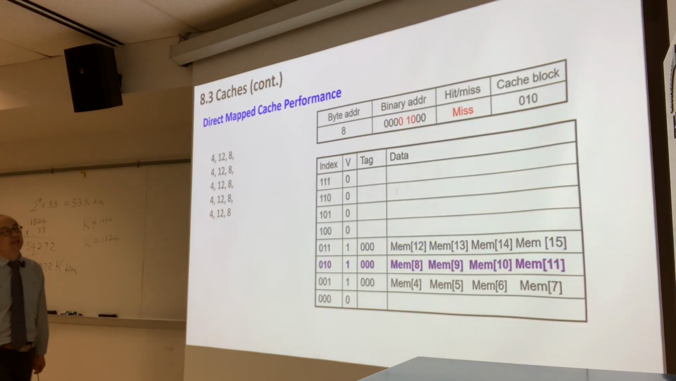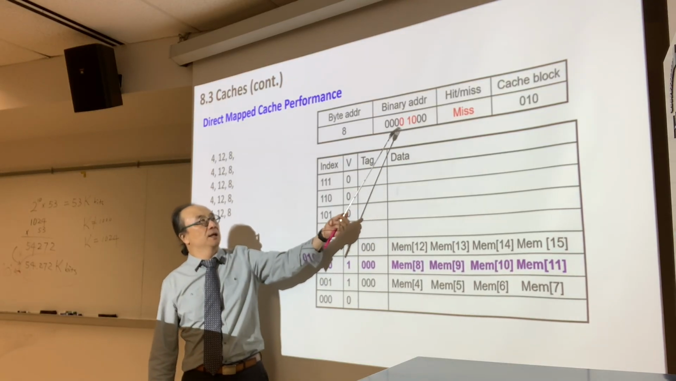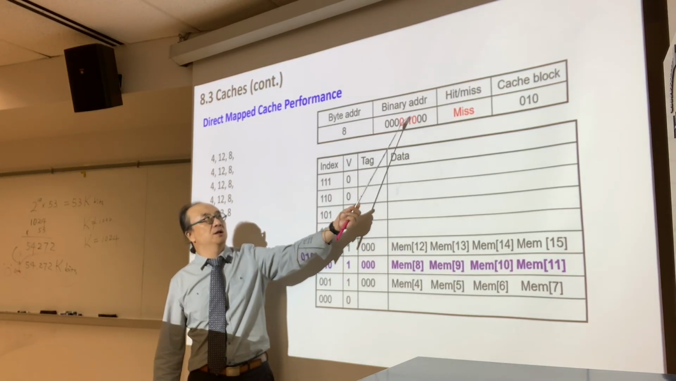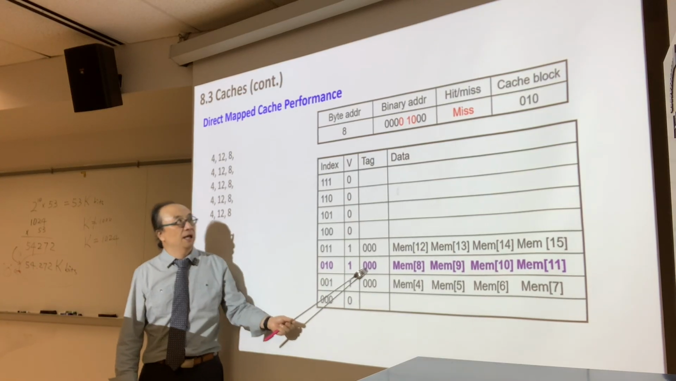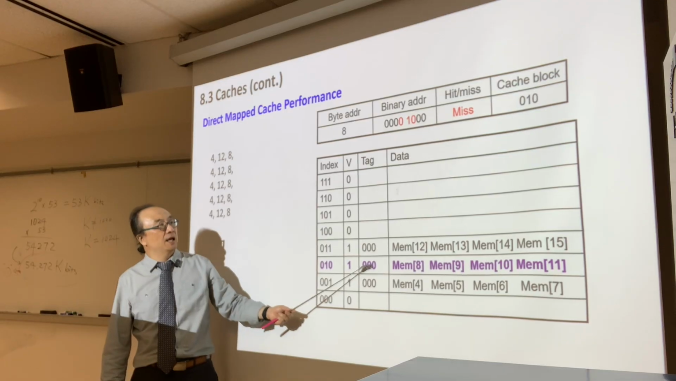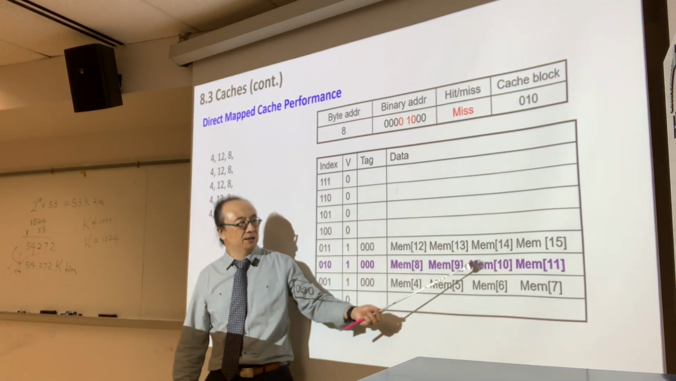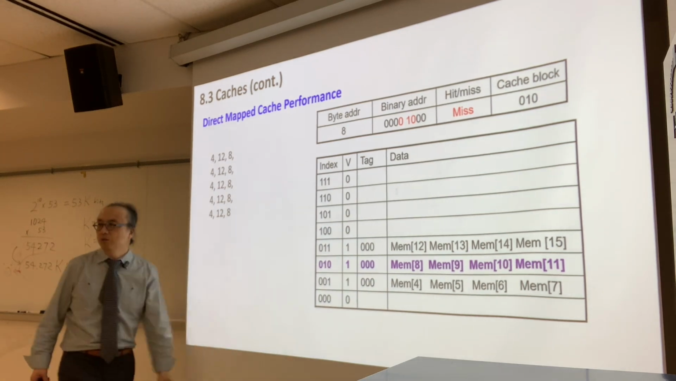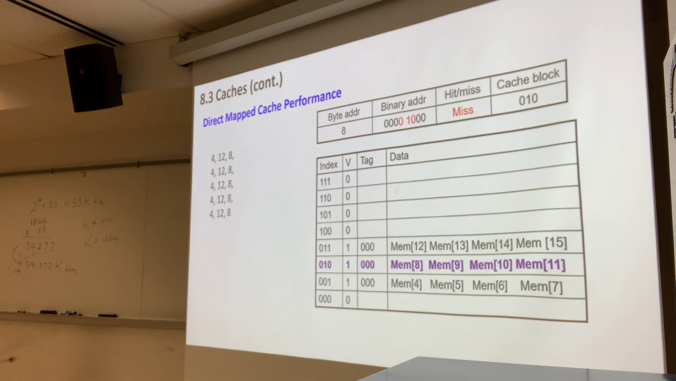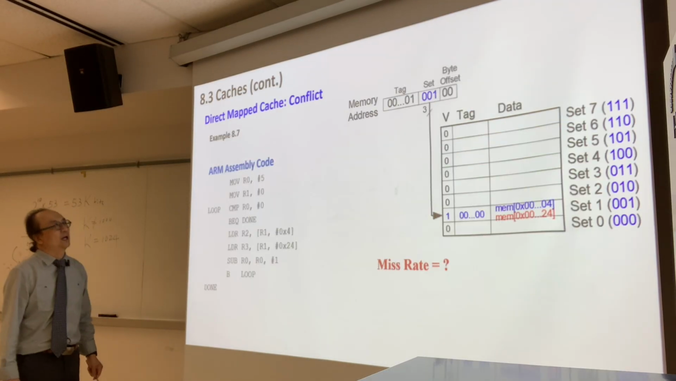And then 8, I put it into a binary number. The lower 2 bits are the offset. The middle 3 bits are 010. And my tag is going to be 000. And 8 plus my buddies, 9, 10, 11. Bring them all. And since we have 4, 12, 8, after that, it's going to be just hit and hit and hit.